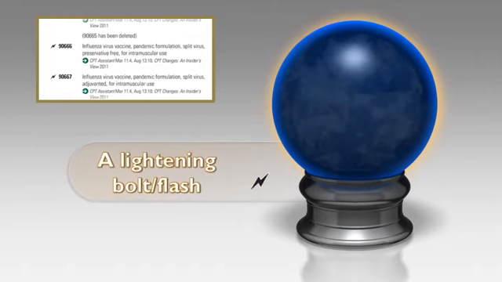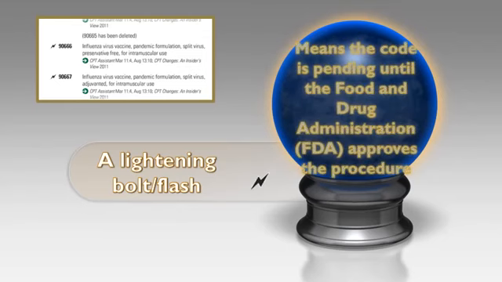Our lightning bolt, the one that only has 7 codes in the CPT manual, I've happened to find 2 of them, and on this page where you see the lightning bolt, there are actually 6 lightning bolts. So that is the majority of the codes. And the lightning bolt or the flash means the code is pending until the Food and Drug Administration or FDA approves the procedure.